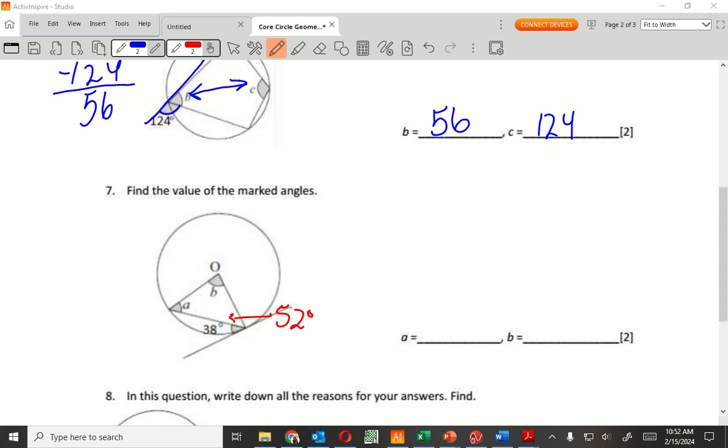Now we could either go back to the notes that we did yesterday, or we can go back to our identities about circles. What do we know about the radius of the circle? It's the same. They're all the same, right?